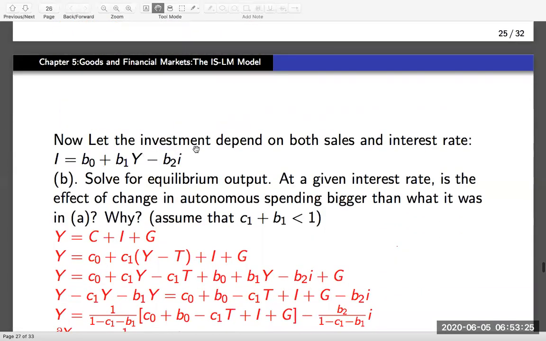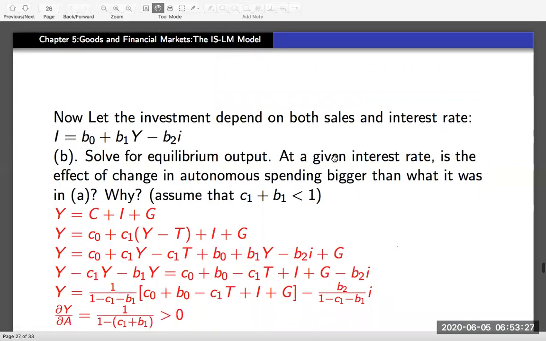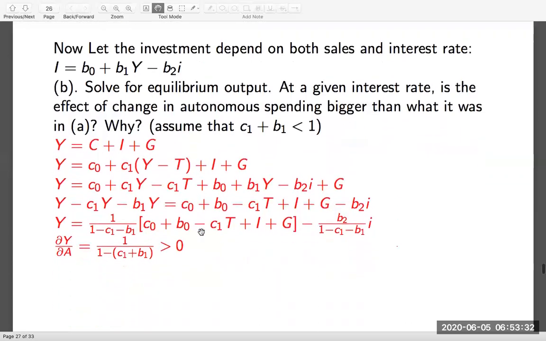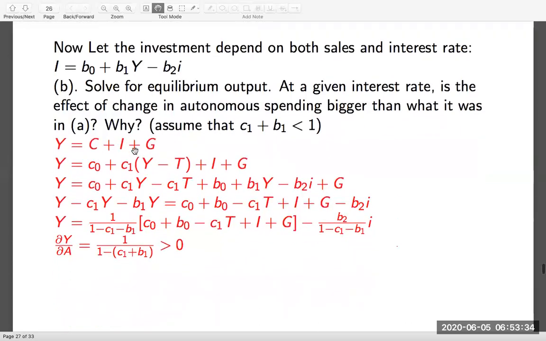Now, let the investment depend on both sales and interest rate, i.e. when you change like this. So it means now for I, you are going to introduce this. So if you do that and you simplify, you get that y now is equal to this times this times that. So what does it mean? It means this part will be your intercept and this will be your slope, right?